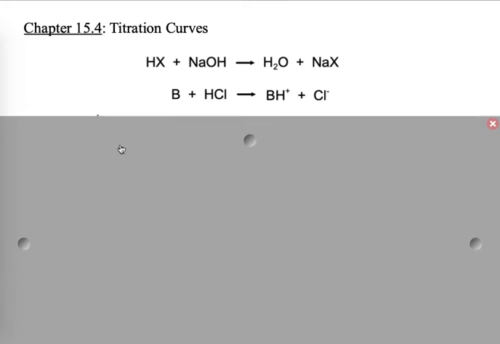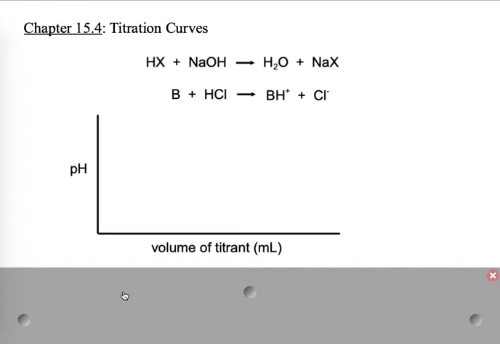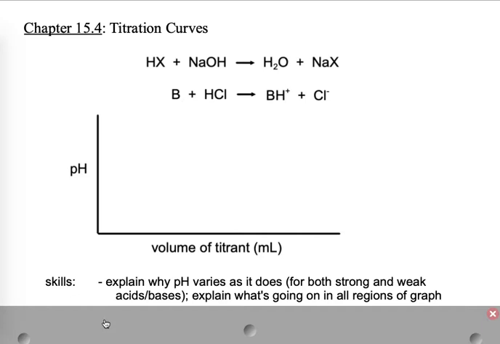A titration curve is essentially a graph of pH as a function of volume of titrant added. So at zero volume, we have a solution that contains just the analyte, either the acid HX or the base B. The titrant, sodium hydroxide or hydrochloric acid, is added, its volume increases, and then we measure and graph the pH throughout the addition. So here are the things that you should be able to do.